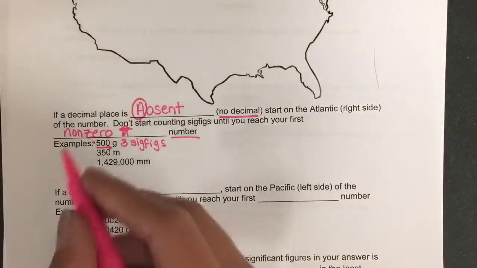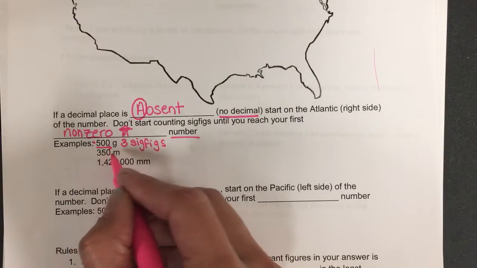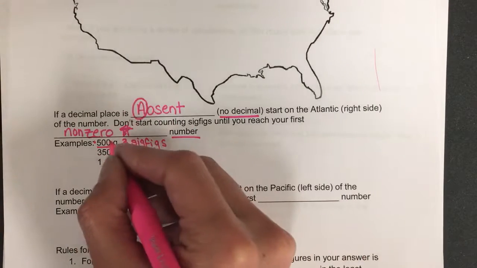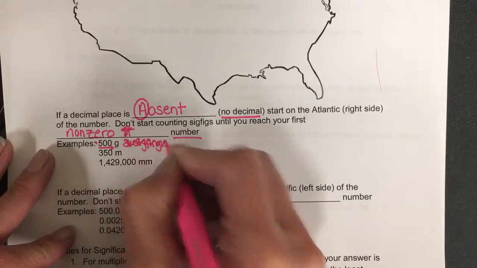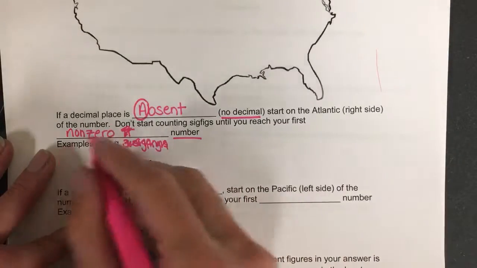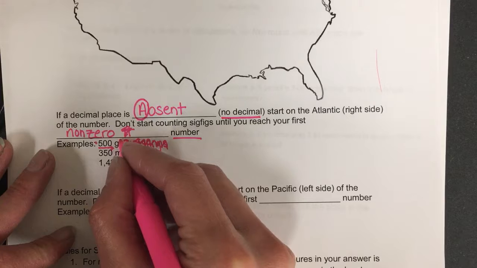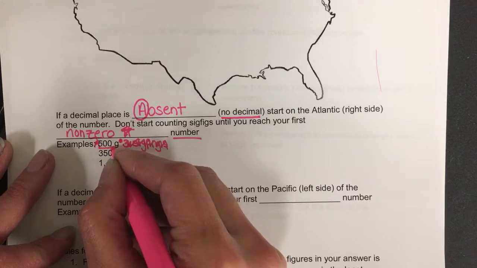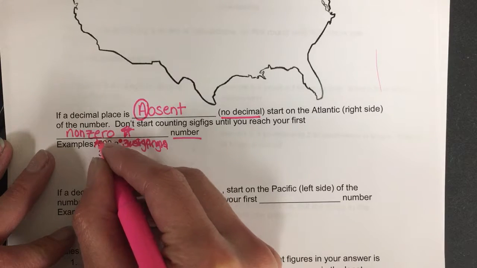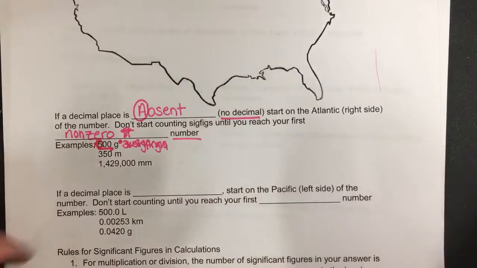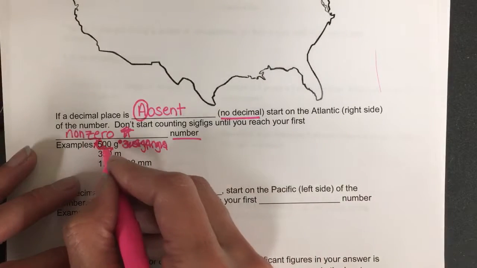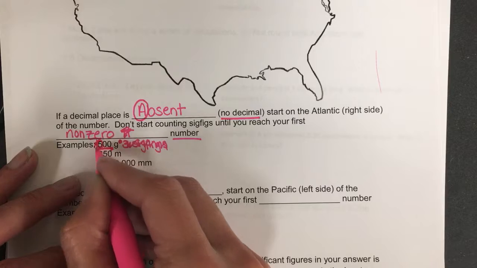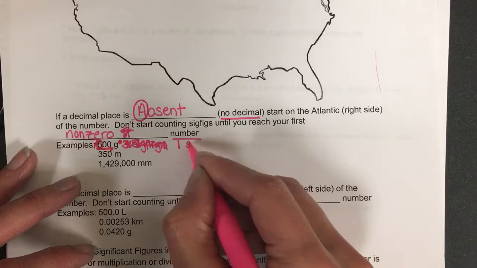Okay, again, decimal point is absent. I start on the right side. I can tell my left from my right, I promise. I start on my right side, I don't start counting until I hit my first non-zero number. 5 is my first non-zero number. So I don't start counting until I hit my 5. I count all the way to the end. I have 1 significant figure.